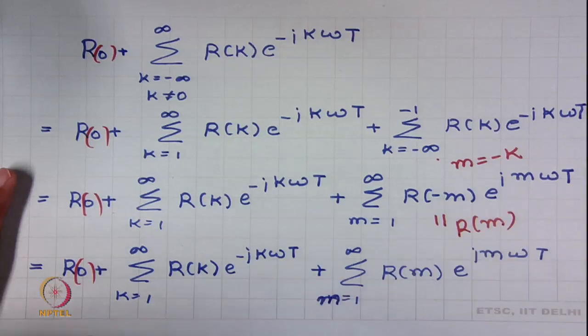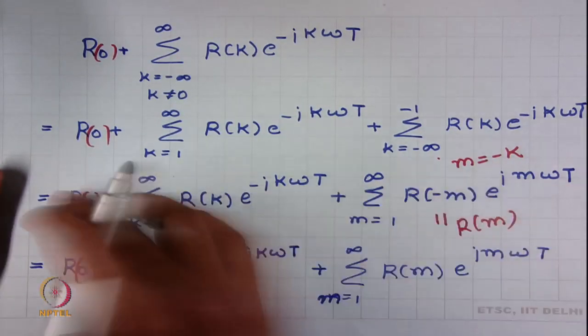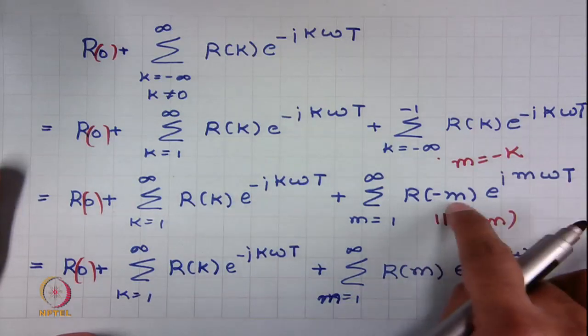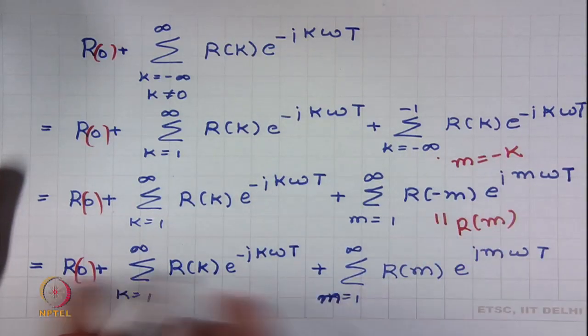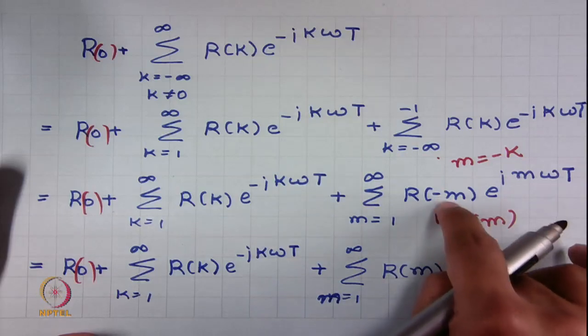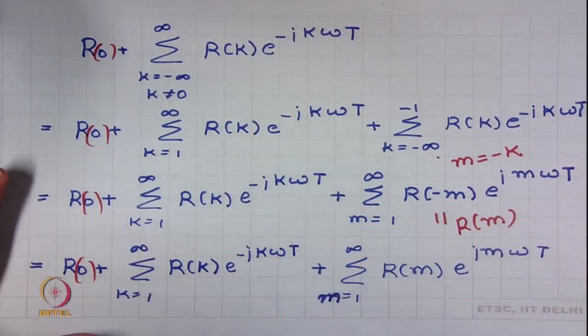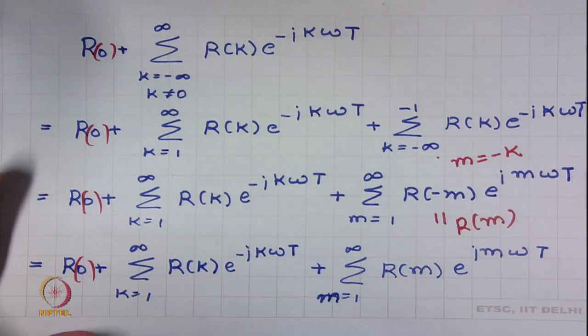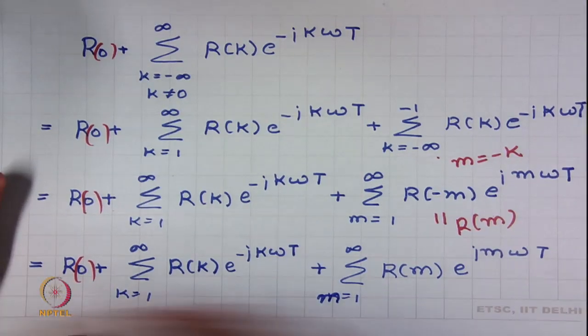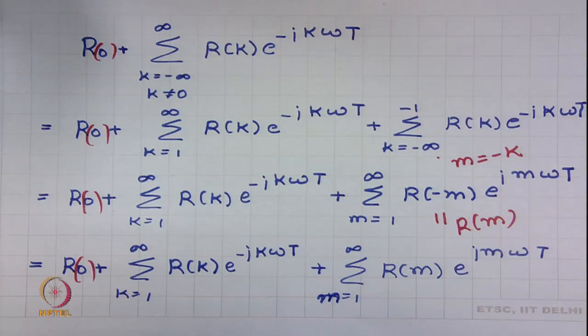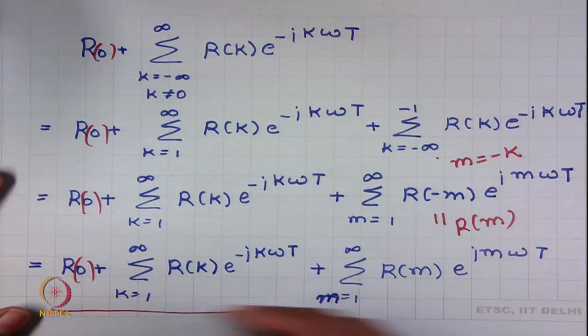So, now I have this, and now realizing that r of minus m is the same as r of m, because autocorrelation is an even function, I can rewrite this expression just by replacing r of minus m with r of m. So, everything remains the same, I have just replaced r of minus m by r of m, because they are the same, autocorrelation is an even function. So, r of minus m is the same as r of m. Okay. So, we have got this.